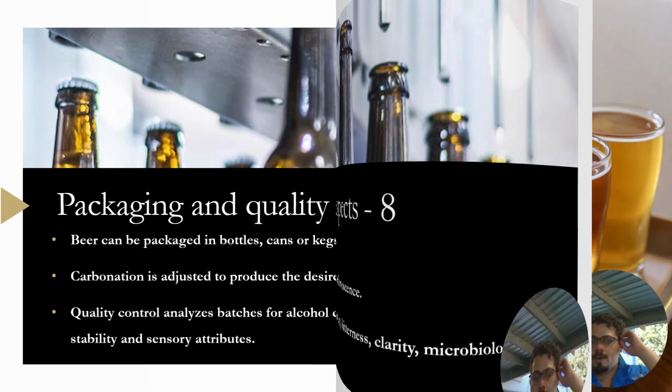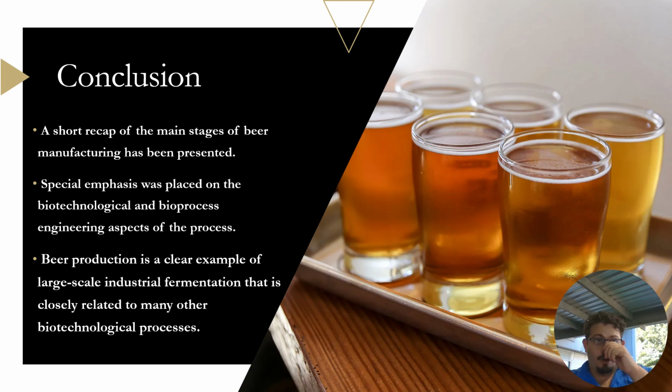Here we have already given all the eight basic steps for beer manufacturing. In conclusion, as I mentioned, we gave a short recap of the main stages of the process. We also gave special emphasis to the parts of the process that include biotechnological and bioprocess engineering aspects like fermentation, boiling, safety notes about chemical reactions, and enzymes.